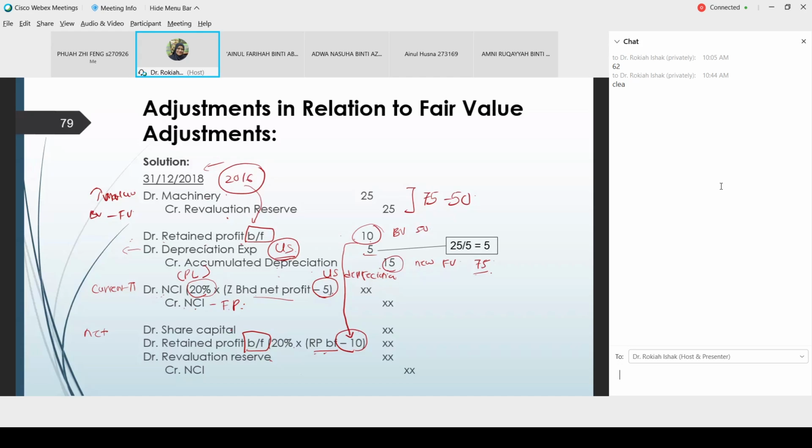Any questions up to this one? We have done the impairment of goodwill and then the adjustment. Other than that, any questions that you have up to these two things? Is it okay? Are you still there? Okay, so far okay, Najwa. Okay, so we proceed with the next one.